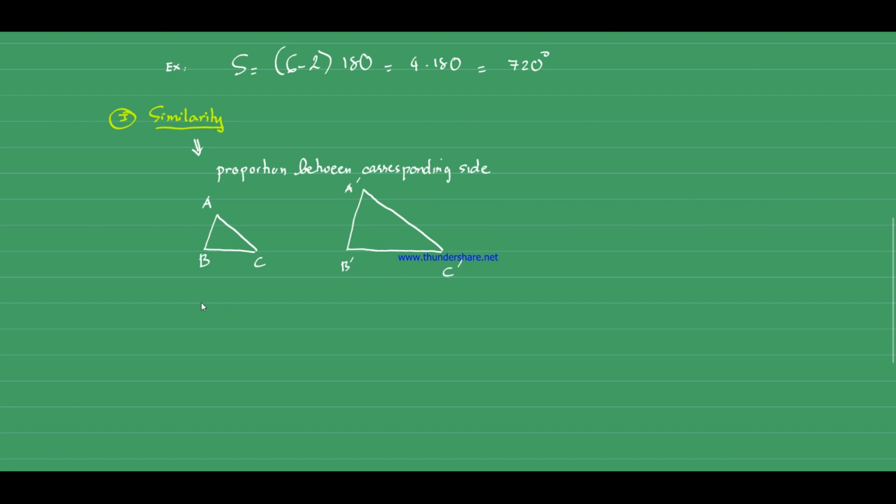And I say that these two triangles, triangle ABC and triangle A prime B prime C prime, are similar to each other, and the symbol for similarity is this one right here. It's a tilde symbol.